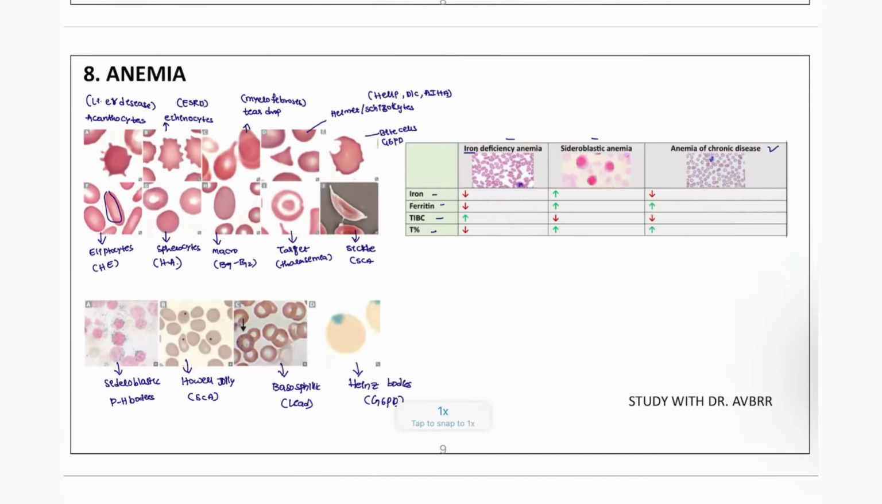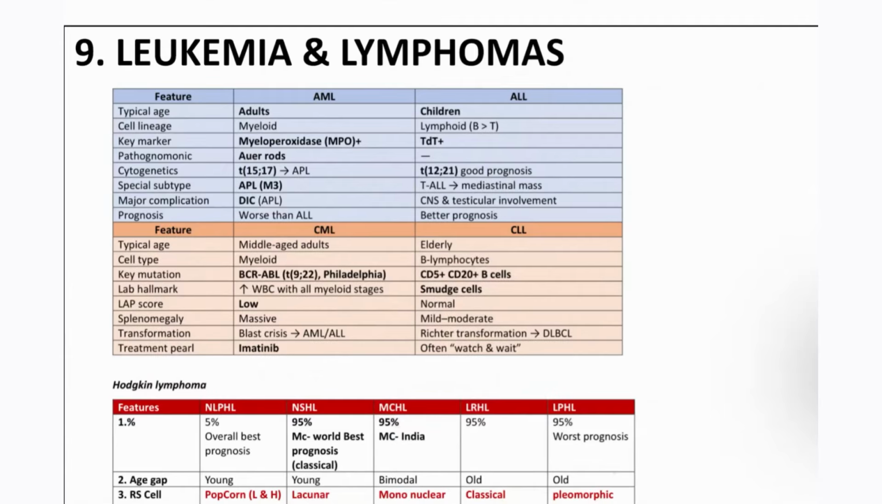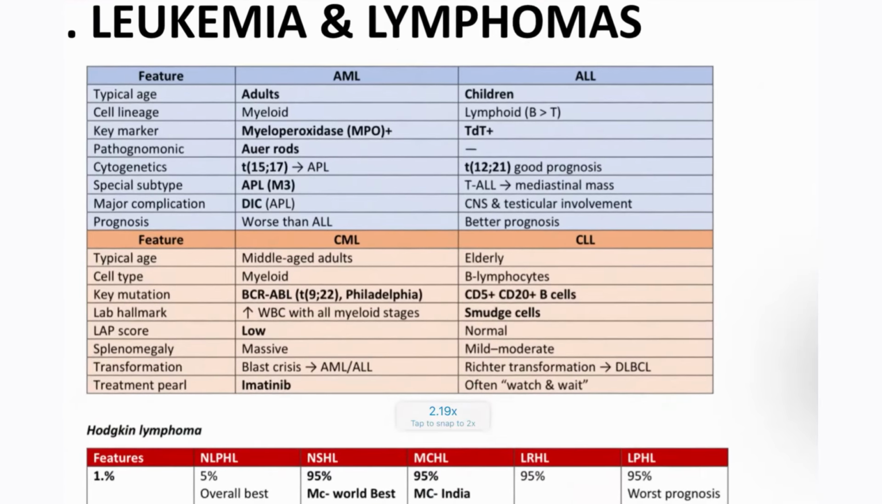All right. Next, moving on to the leukemias, the important leukemias that you can see. So the first features of AML and ALL. AML is commonly seen in adults, ALL is commonly seen in children. So the myeloid is going to be positive for myeloperoxidase, and the pathognomonic sign is Auer rods, and commonly it will be associated with major complications like DIC, and myeloid is going to include only the central portion.